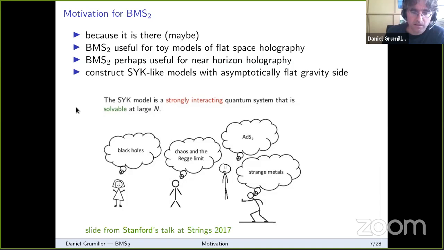And here I've stolen a slide from Douglas Stanford's talk at Strings 2017, why SYK in ADS. So why the original SYK model is interesting. You may learn something about black holes, about chaos in the radial limit, about ADS2, about strange metals. And you can have similar motivations for studying the flat limit of that.